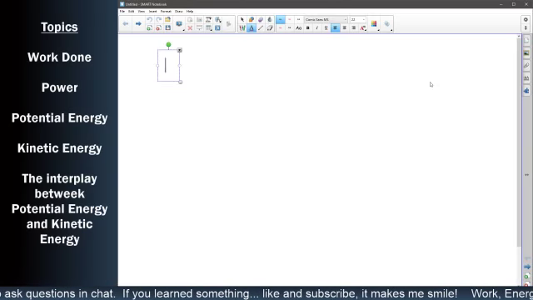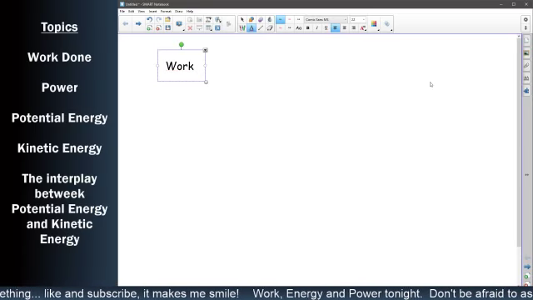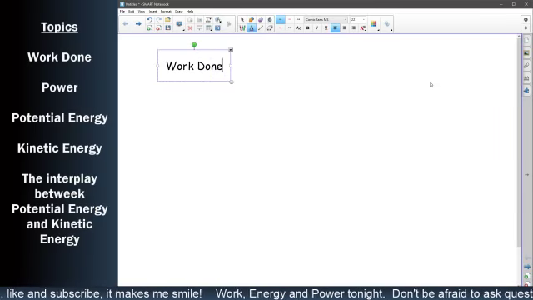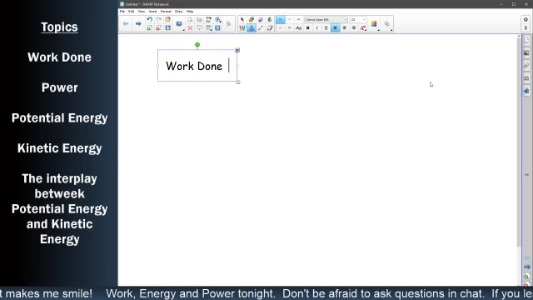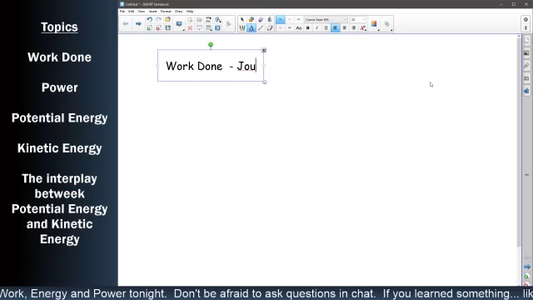We're going to look at work, energy, power, kinetic energy, and potential energy. So we're going to start with work done this evening. We've got this idea of work in physics, and it's annoying because we use the word work in all sorts of other areas of our life, but it's a very technical physics term. Work done is a measurement of energy, and as such is measured in joules.